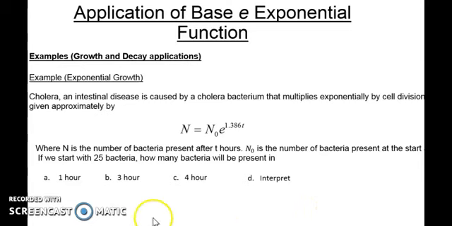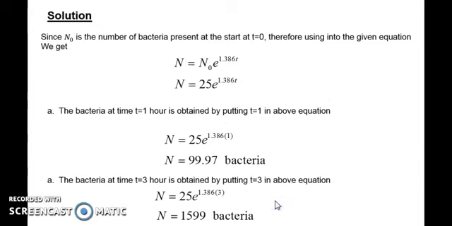If we start with 25 bacteria, how many bacteria will be present in 1 hour, in 3 hours, 4 hours, and interpret. We have to interpret the result after this. Solution for it is, since n0 is the number of bacteria present at the start at t equals 0, therefore using it in the given equation, the value of n0 is 25. We have inserted it here in this formula.